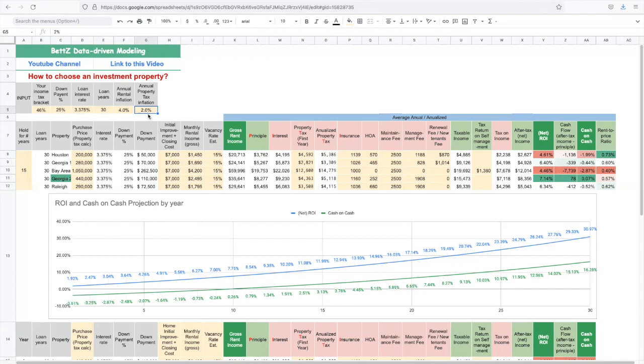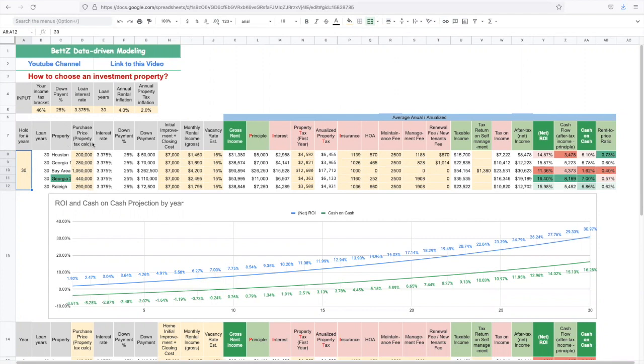By now, you probably noticed that all the cells with yellowish color I use in my models are indicating inputs. So in this main table, the first input we have is how many years do you want to hold the property? Let's use 30 to start with. And of course, the purchase price or the price you are willing to pay.